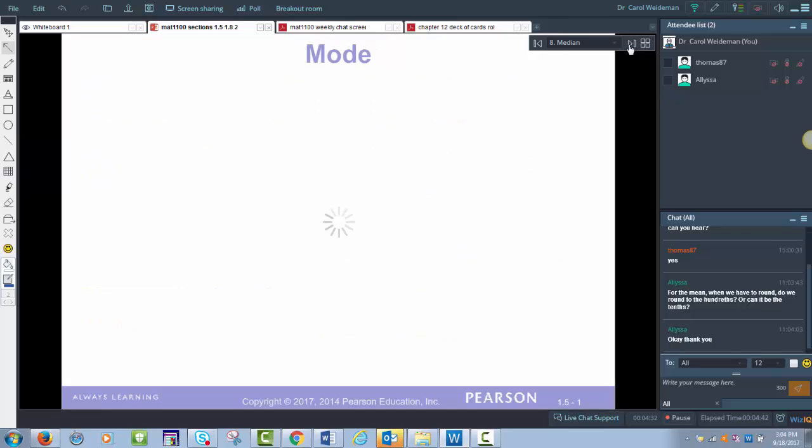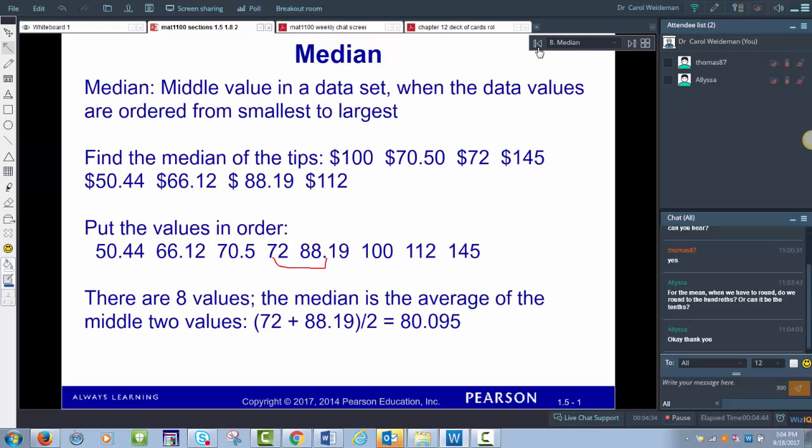Now if there's an odd number in a data set, let me go back for a second. If the 145 hadn't been in there and had been 7 data values, then the median would be the middle value. So if we took this one off, we would go right to the middle, which would be the 72. So even number of data values, you average the middle 2. If there's an odd number, the median is the middle value.